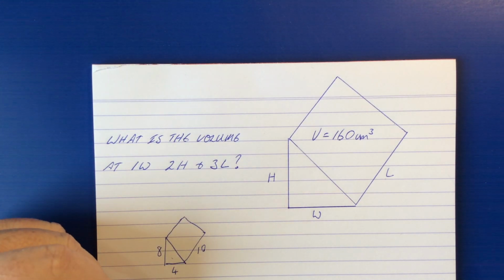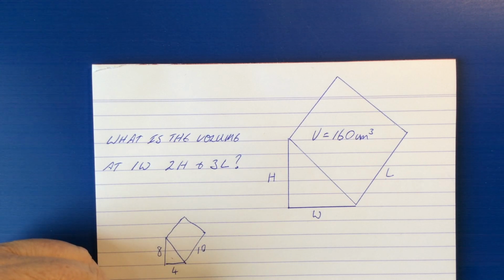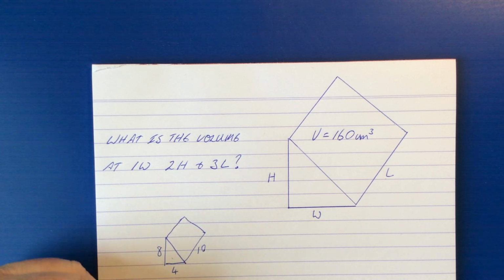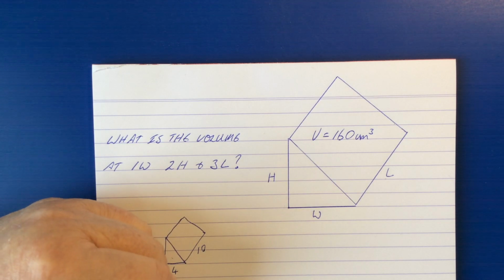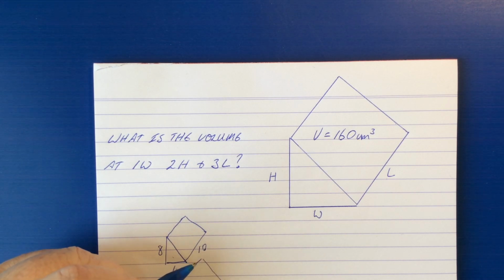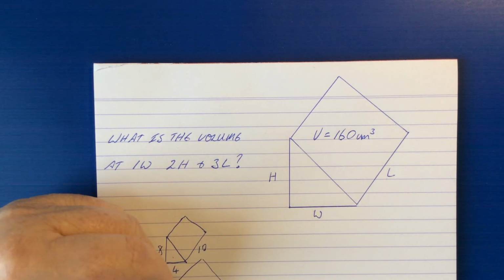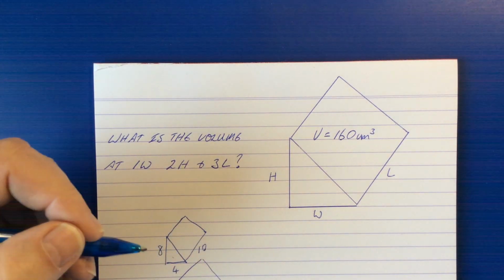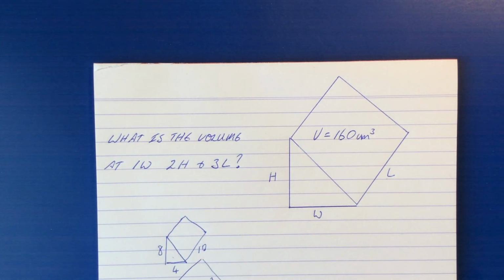Well, what I can do is I can redraw this and attempt to scale it. I'm going to leave the base the same. I'm going to double the height, and I'm going to triple the length. And this is what I get. 16 fours are 64. Half of that is 32. 32 times 30 is 960, which was one of the answers in the multi-choice list.